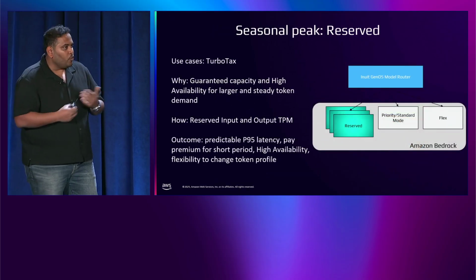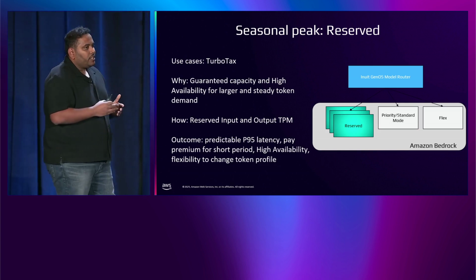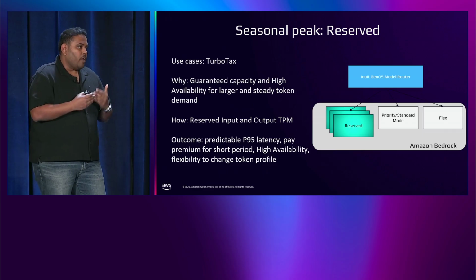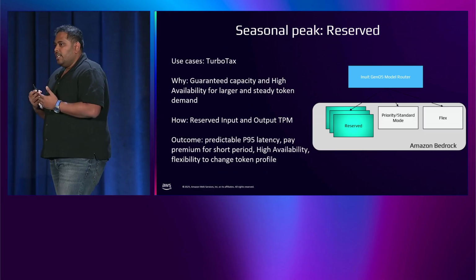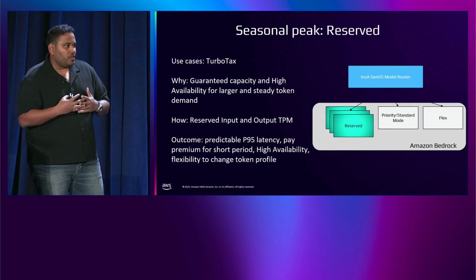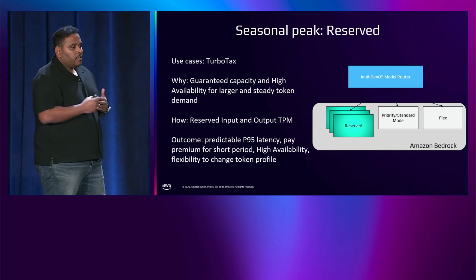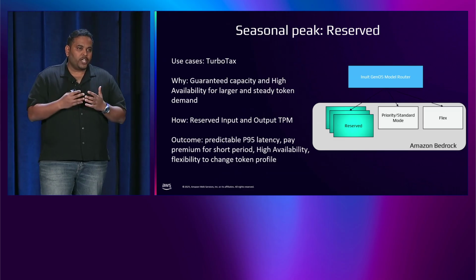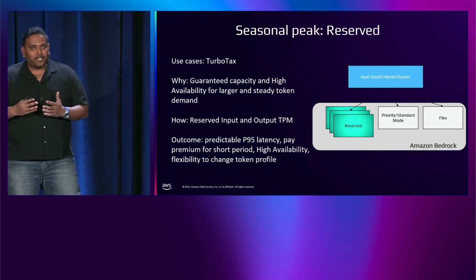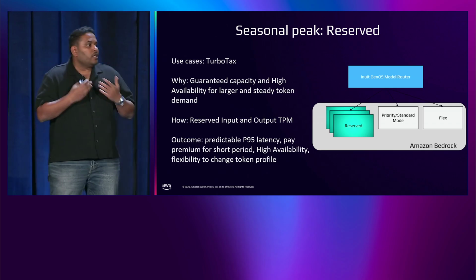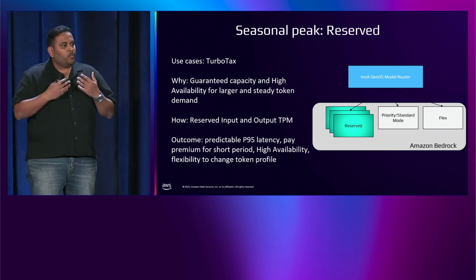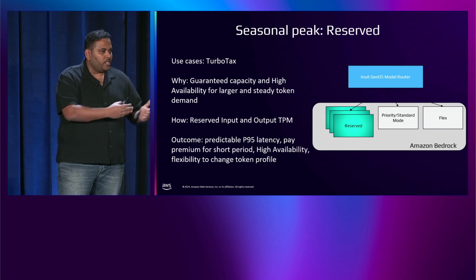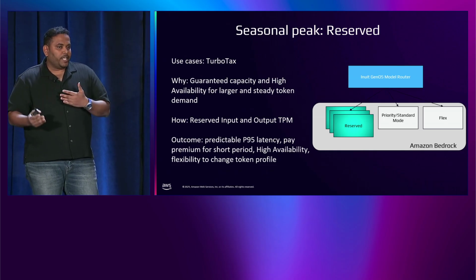So over here, I'm going to take a deep dive into different use cases, depending on the nature of the traffic and how we have solved for it. Especially for TurboTax, it's very seasonal in nature. So we know that there would be a need for high throughput for a short time, and we can forecast the steady token profile that would be needed. For that, we are leveraging the reserved model from Bedrock that helps us purchase that capacity that can help us power those experiences with high reliability and predictable latency.